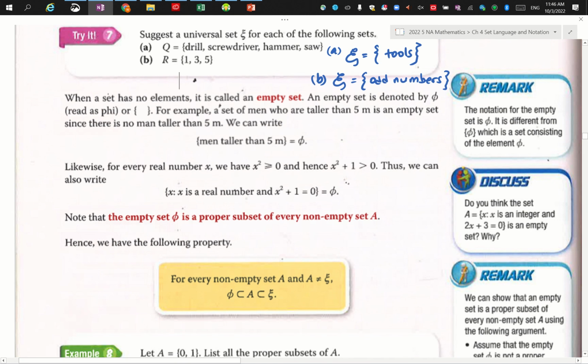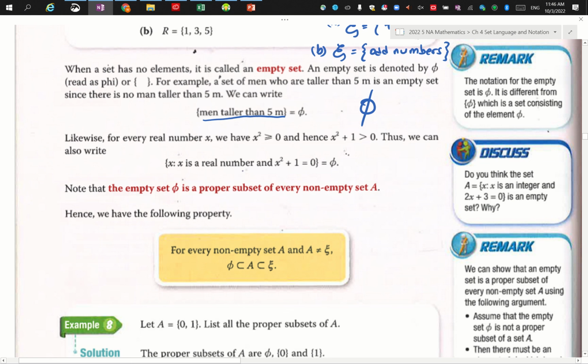Okay, so the symbol for empty set looks like this. Very easy to draw. Circle and one line down. Nothing inside. So, the set, men who are taller than 5 meters. Is there any man who is taller than 5 meters? No. There are no elements inside this set. The set exists, it's just that there's nobody inside. There's no element inside.